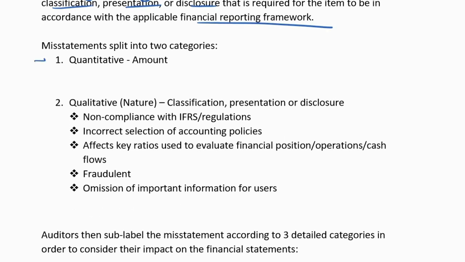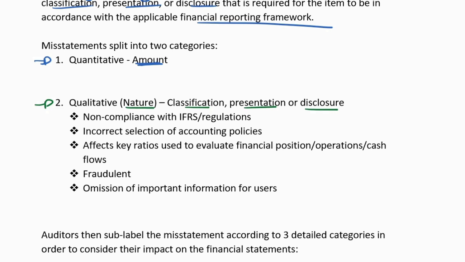Okay, so because there are different ways in which something could be misstated, we as auditors classify it into 2 categories. Either there's a misstatement in amount, which means it is quantitatively misstated, or there is a misstatement in nature, which means classification, presentation or disclosure. So all those other ways we have in the definition, in which case it is now qualitatively misstated. Okay, so all I'm saying is take the misstatement that you're seeing and tell me, is it because of the amount or is it because of its nature? And then as auditors, we can now work with that.